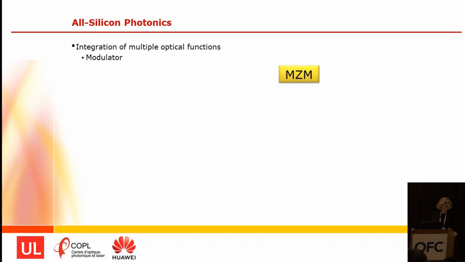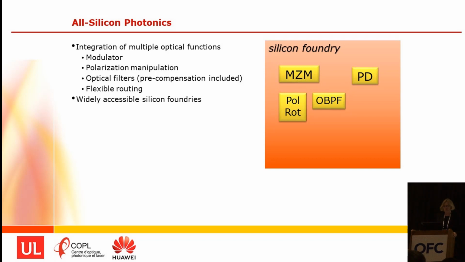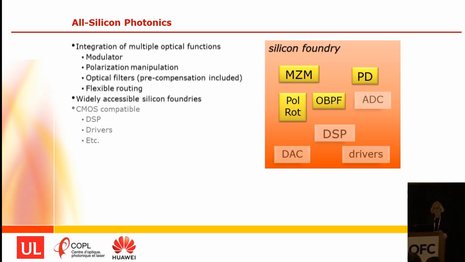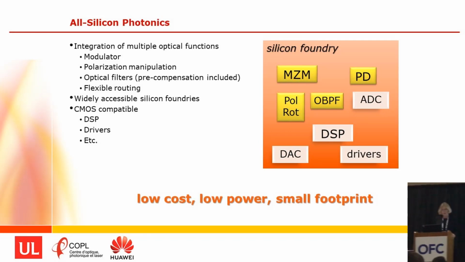So I guess I don't have to talk too long to you all about why all silicon photonics are interesting. Today I'll be focusing on a Mach-Zehnder modulator, but of course what's interesting is being able to integrate other passive and active optical components on the same platform, and that we use widely accessible silicon foundries for this fabrication. And of course, because it's CMOS compatible, we can integrate these with other RF components, DSP, etc. So the advantage of using an all-silicon photonics solution is low cost, low power, and small footprint.